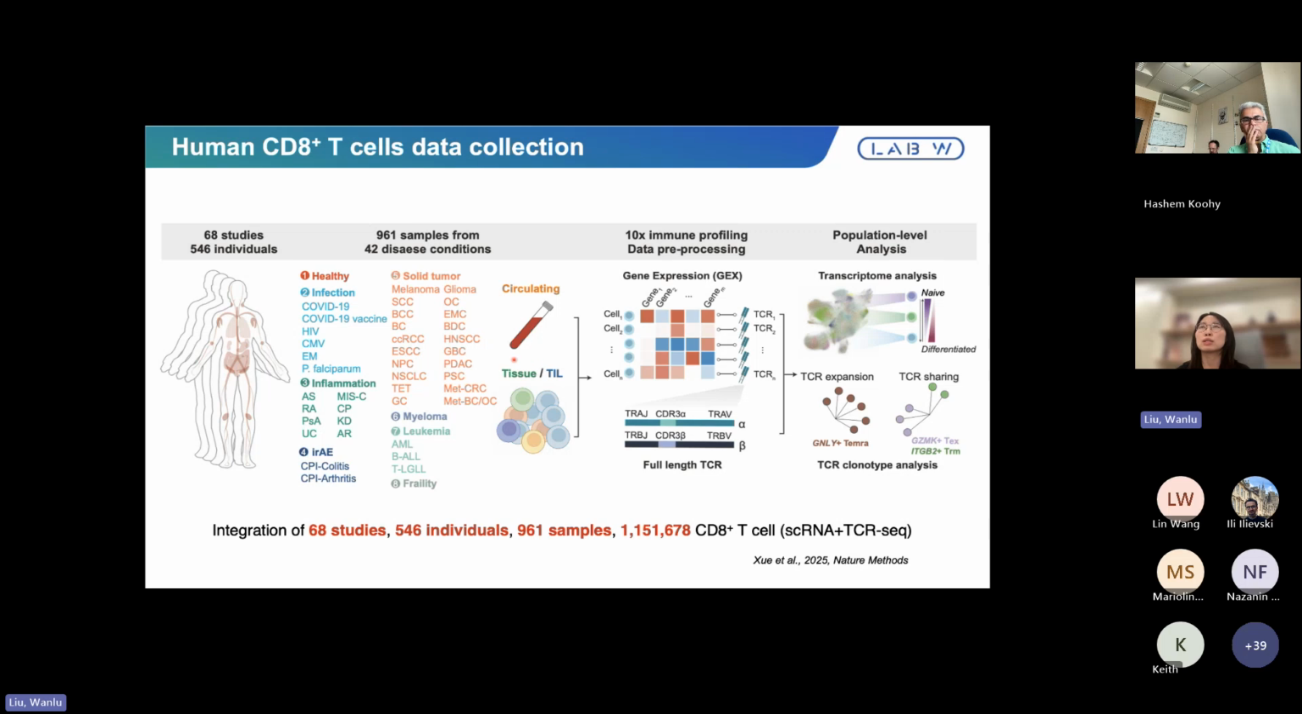Those CD8 T cells come from circulating blood, tissue, or TILs. Because this is not only solid tumor but also inflammation, we also have T cells from the tissues. Each of those T cells in this collection has single cell gene expression along with paired TCR alpha and beta information. In the downstream, we also perform some population analysis, like transcriptome analysis and TCR expansion or TCR sharing analysis.